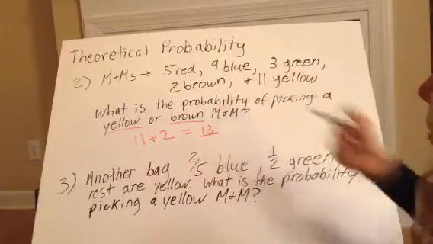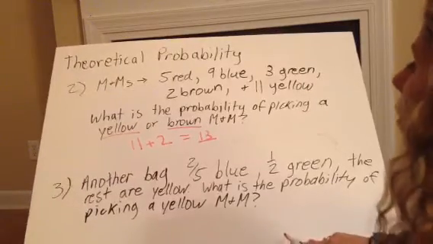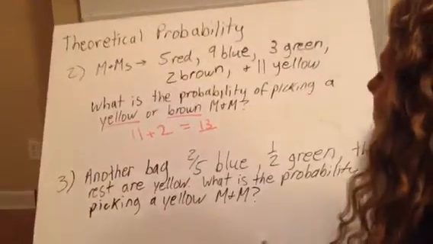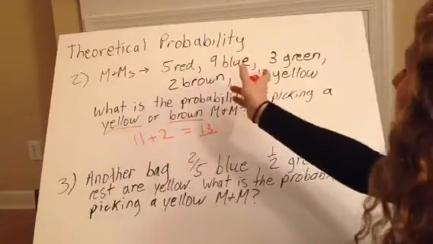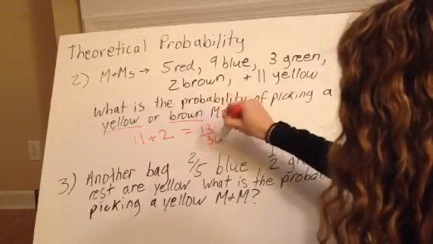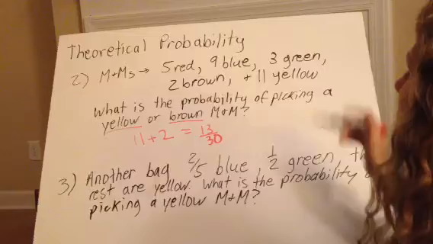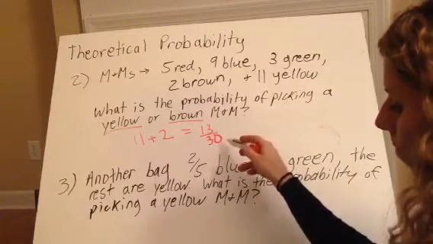Now, we have 13. All we need to do is find the total number of M&Ms in the bag. So, if we have 5 red, 9 blue, 3 green, 2 brown, 11 yellow, we just need to add them up. If we add them up, we get 30. So, our total probability for finding a yellow or brown M&M is 13 out of 30.